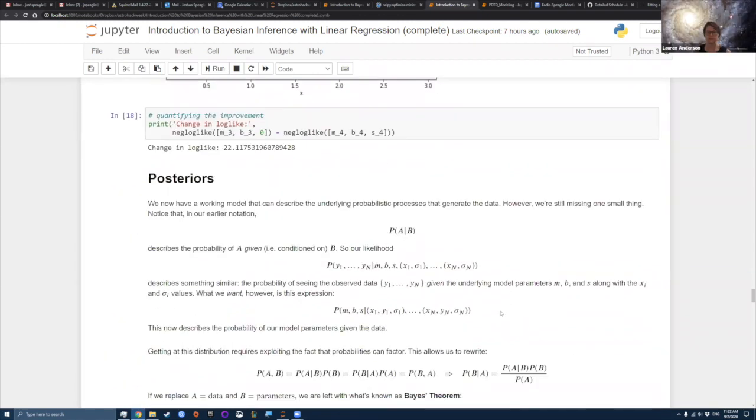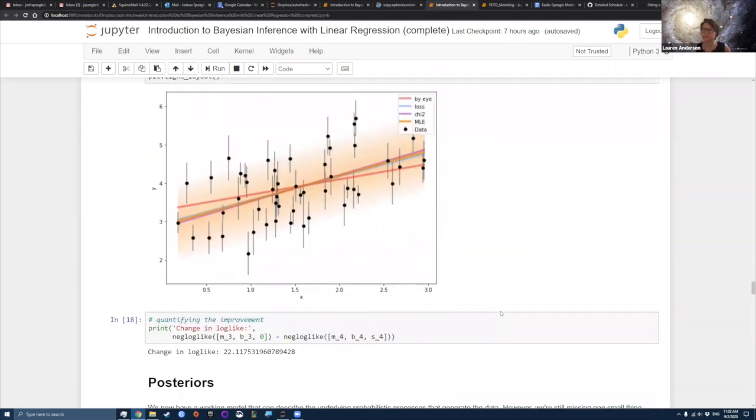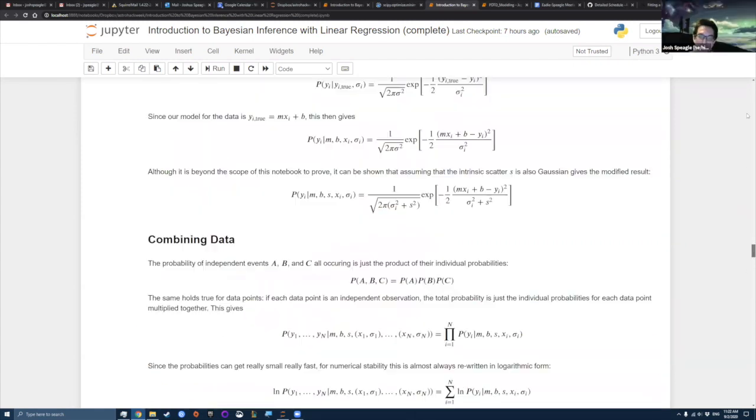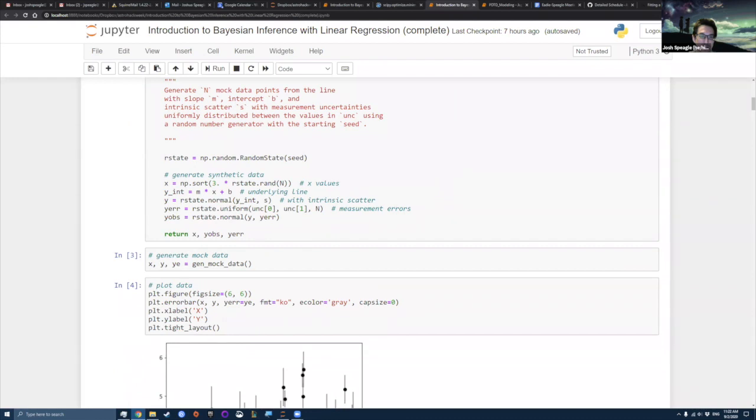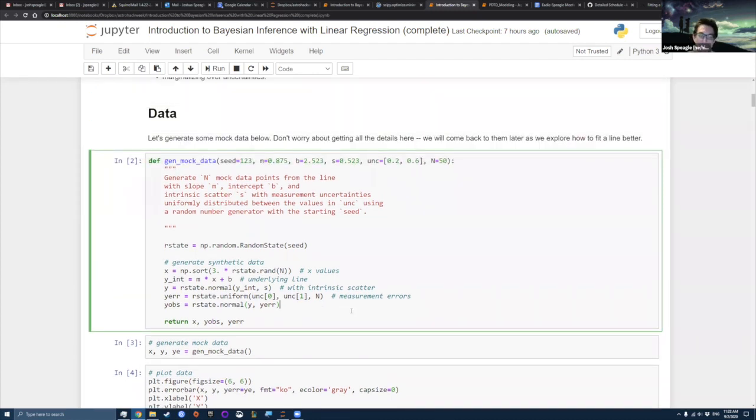I see. And so Josh, when you generated your data at the top, you actually included this term in your data generation. Exactly. So way back in the beginning, I actually do include this little intrinsic scatter term, and then I also include this uncertainty term as well. So we're now actually reproducing the processes by which I originally generated the data. Cool.